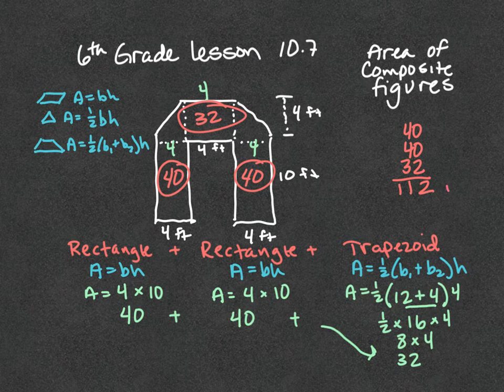is 112 feet squared, right? Because all of those required a dimension by a dimension, a unit by a unit. So feet to the second power. And that's it. We'll look at another example.